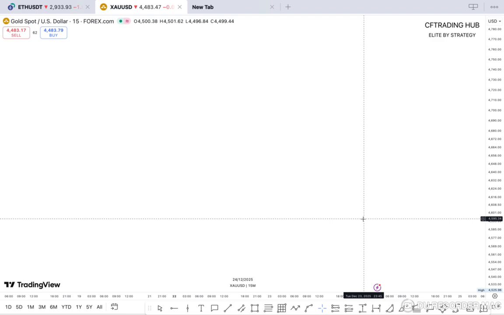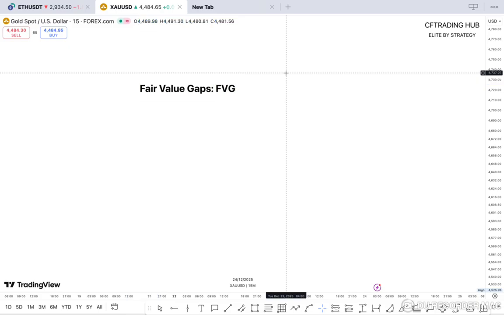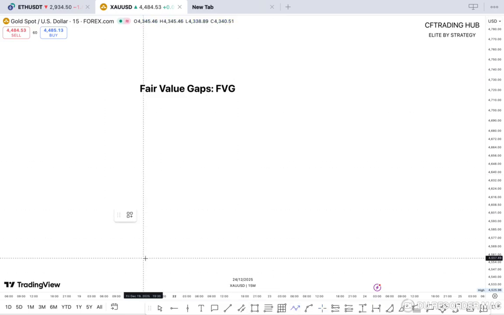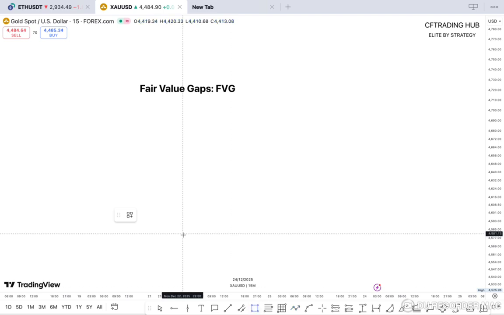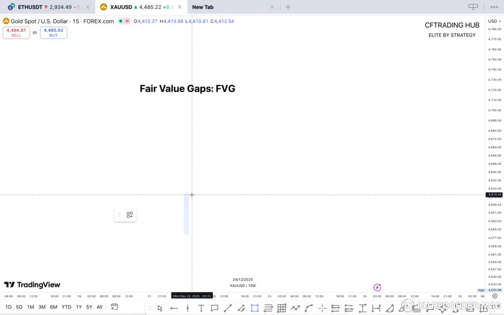So, basically, what do they mean? They mean displacement in price. So that is basically what fair value gaps mean. And what do we mean by displacement in price? They are just three candle formations, basically.